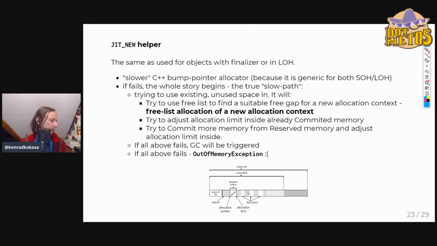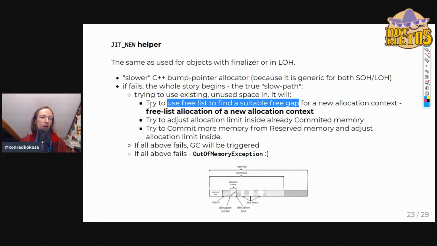And what this slow path is doing, it is code inside the GC.cpp, or maybe not. It is code somewhere in the middle between the GC.cpp and other runtime elements. It is trying to do all the magic that I've described. So first of all, it tries to use existing unused space, using the FreeList to find a free gap big enough for a new allocation context.